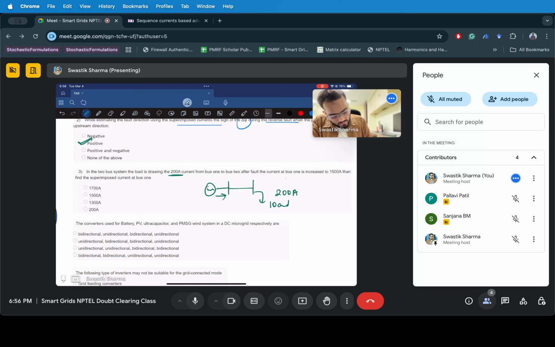Now after a fault, the current at bus 1 is increased. Let's say the fault occurred somewhere here, after this bus. So the fault current now becomes 1500 ampere. Earlier, what was it? 200 ampere. So what is the superimposed current? I've told you the superimposed current is nothing but IF minus I pre, which is 1500 minus 200, which is 1300 ampere.